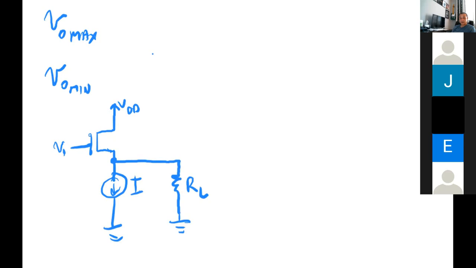So that is going to be when Q1 is in saturation. So this is Q1. And we can say that that is VD minus the saturation voltage. So when this Q1 is in saturation, that gives you the maximum voltage that you're going to see across RL. Okay. Now, the other question is, when do we see the minimum voltage?